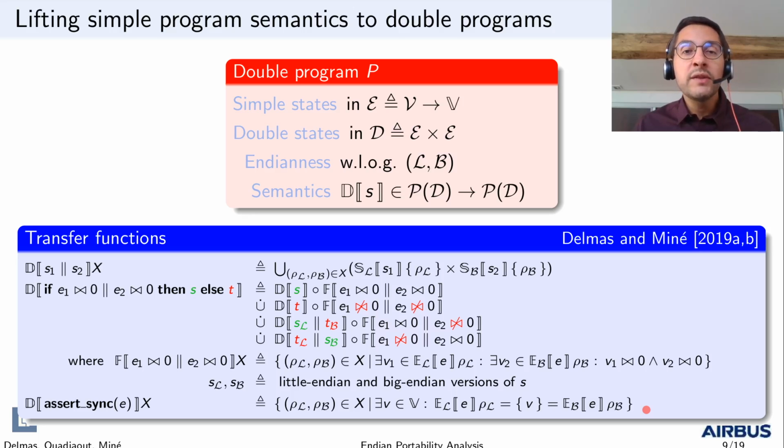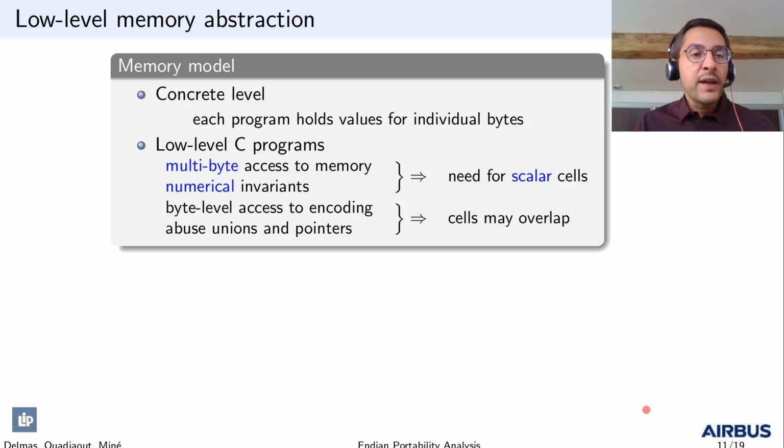Yet, we still need to define how memory is accessed for reads and writes. And for this, we need a memory model. At the most concrete level, each program version holds values for individual bytes. But we want to address C programs with multi-byte access to memory, and we want to compute numerical invariants, hence the need for scalar cells, which are synthetic scalar variables holding values for memory dereferences.